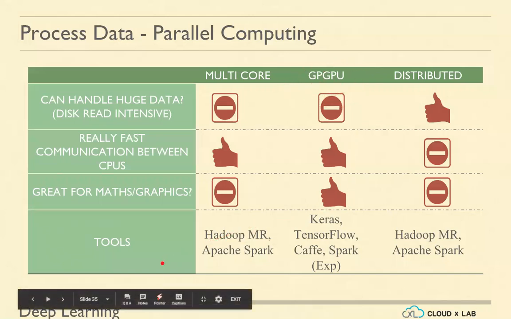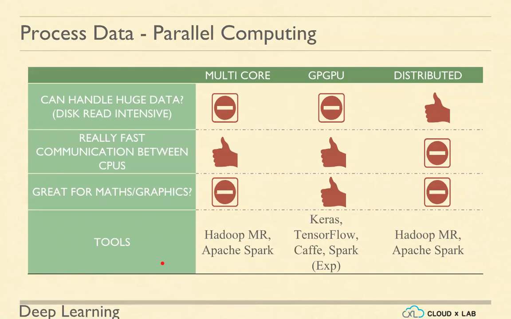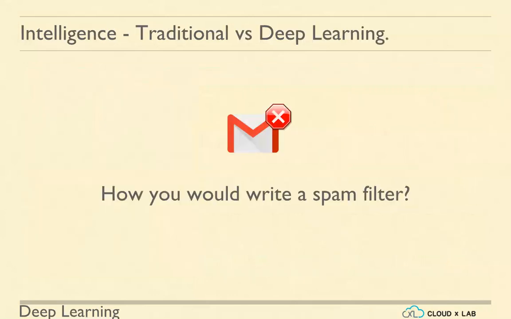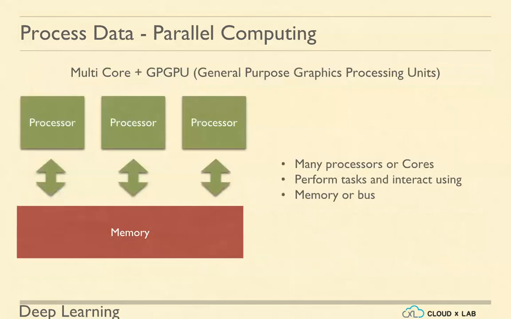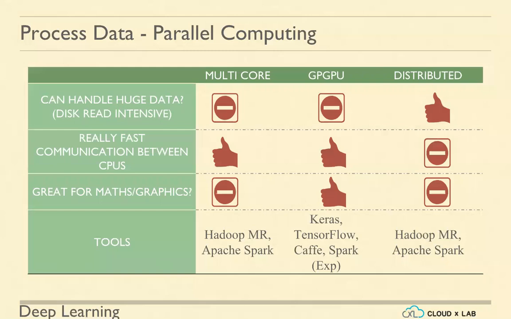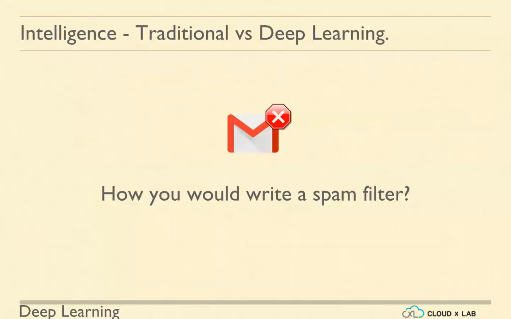All right. Now, there are many tools available today. If you are utilizing multi-core, probably every system can utilize it. And if you're using GPU, you will have to use systems like Keras, TensorFlow, Caffe, PyTorch, and Spark. Spark is experimental, it's not there yet. For distributed, you will have to go with either Hadoop or Spark. All right, so that was a very brief one. Even if you did not get it, don't worry. It's completely okay not to understand every part of it. Just know that in order to process data, we would require many processors.